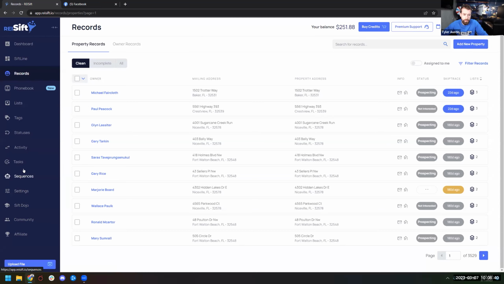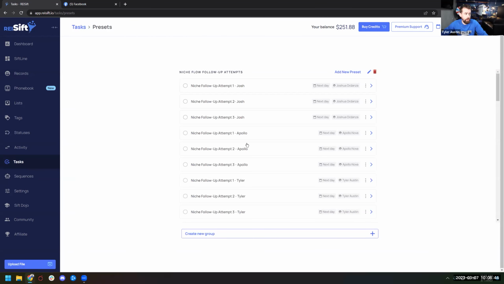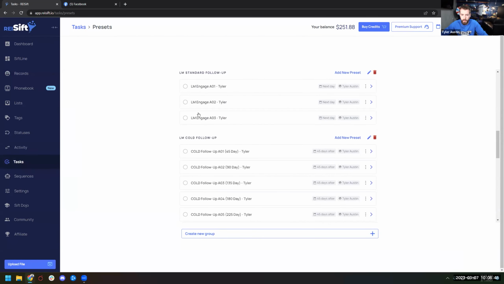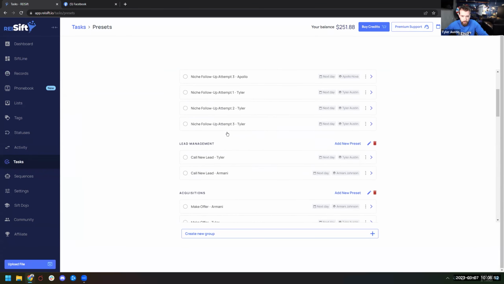So I'll just show you guys in my account here. I'll go to my tasks and then I'll go to my presets here, and I'll show you basically what this looks like. I'll just kind of show you the lead management flow in general.